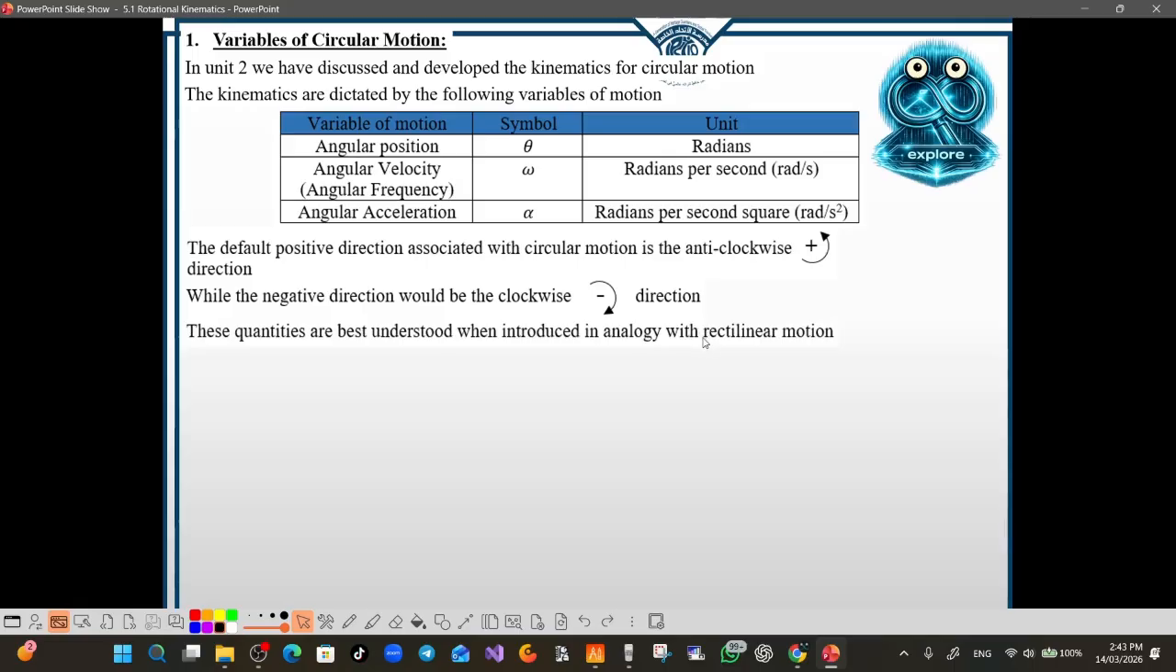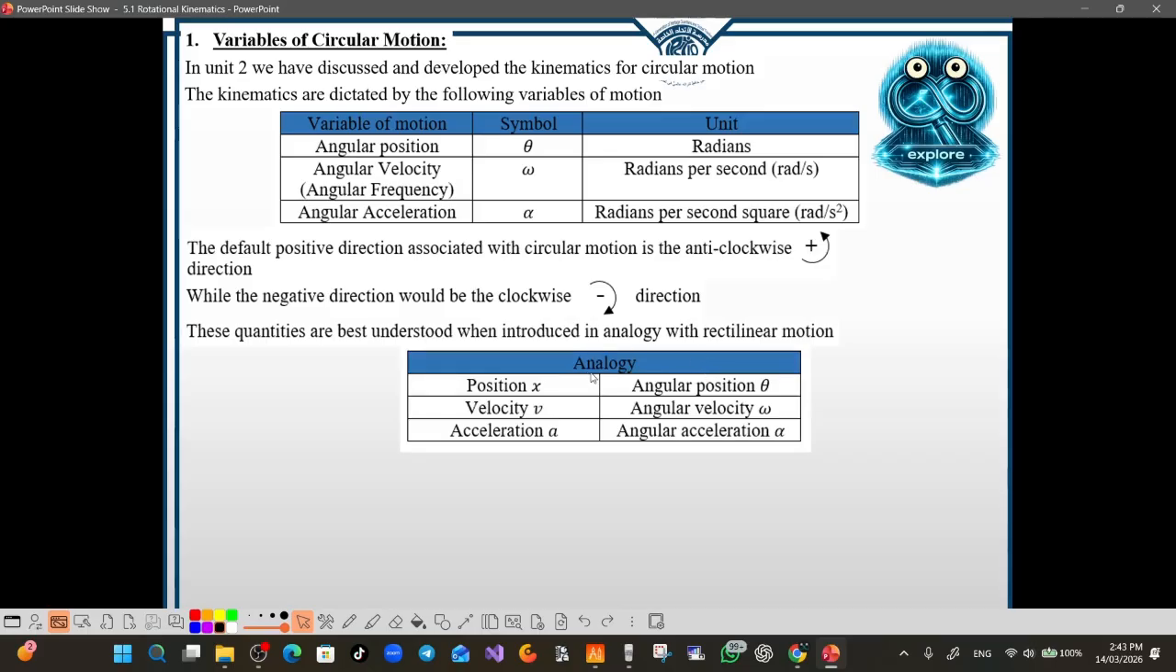These quantities are best understood when introduced in analogy with rectilinear motion. In rectilinear motion, we have defined the position to be x, the velocity to be v, and the acceleration to be a. Now, the equivalent of position in circular or rotational motion is the angular position theta. The equivalent of the velocity is the angular velocity omega. And for the linear acceleration, we have the angular acceleration alpha.